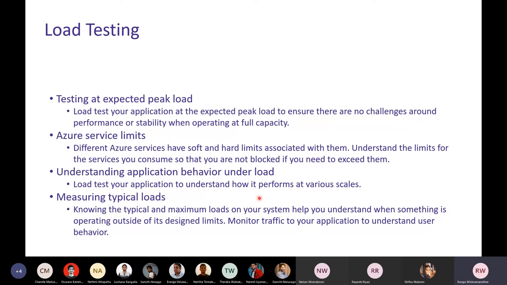And also the application behavior under load. We can assume that we create certain scale rules, but you need to test it out with proper load testing and see how it scales when the load increases.